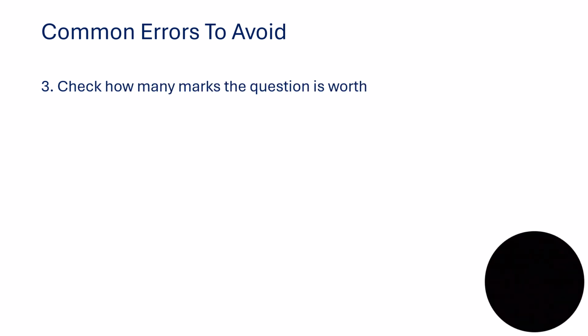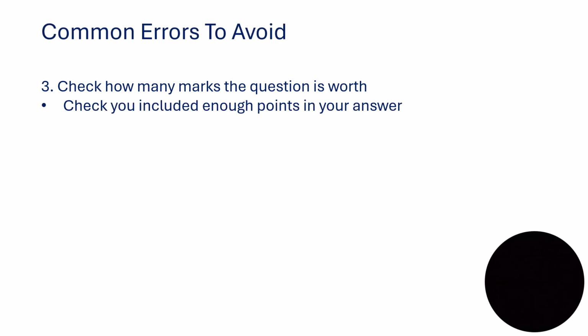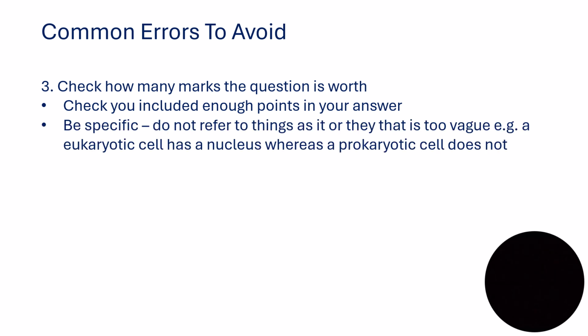And finally, some other common errors to avoid and things to check before you finish the exam paper. So when you're approaching the questions, check how many marks the question is worth. If it's for 3 marks, make sure you've included 3 specific points. So for example, if it was to describe a graph, what happens at the beginning of the graph, what happens in the middle of the graph, and what happens at the end of the graph. Be specific. Don't refer to things as it or they. That is way too vague.